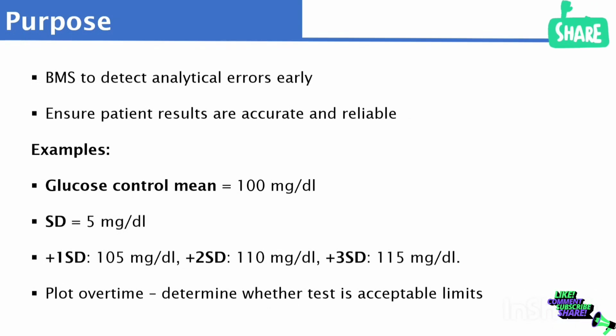Now, of course, another purpose is that if it helps us to detect the error, it can help us to ensure that the patient results we are producing are accurate and reliable. What that means is that when the Levey-Jennings chart suggests to us that everything is okay, it gives us confidence that the patient results we are releasing are accurate and reliable. So these are the two main purposes of the Levey-Jennings chart. One, to detect the analytical errors where possible, and of course to give us confidence that the results we've generated are accurate, or they may not be accurate. Remember, so depending on how it goes.